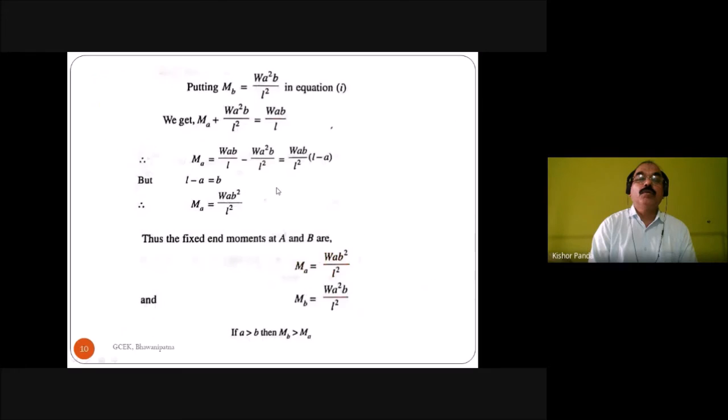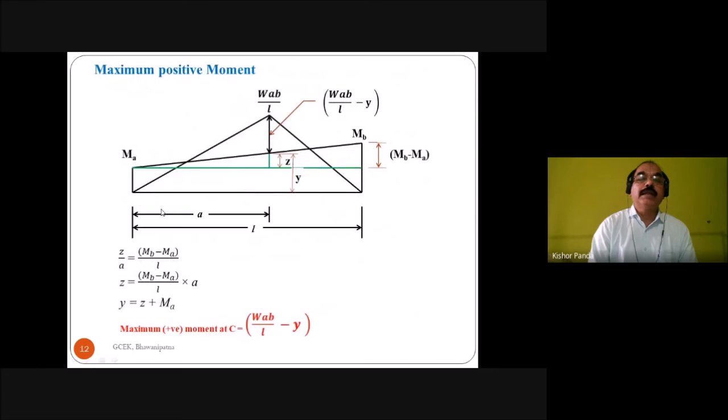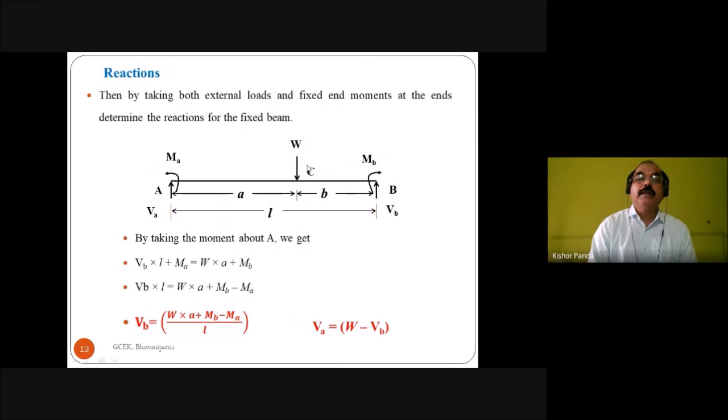But here you have to take the reactions VA and VB, and consider the load and also the moment, and find out the reaction at A and the reaction at B. Then after knowing the reactions at A and B, you can find out the shear force at different positions. Then after knowing the shear force, you can draw the shear force diagram. So first you have to find out the reaction at ends A and B.